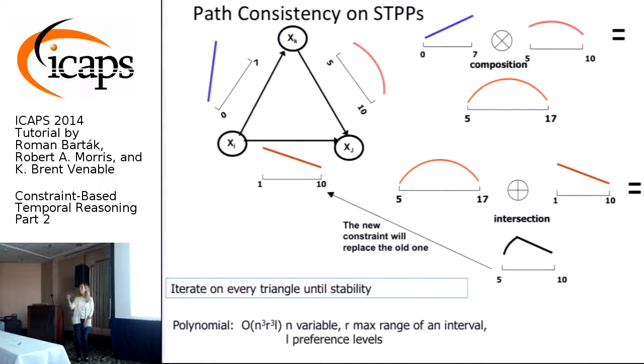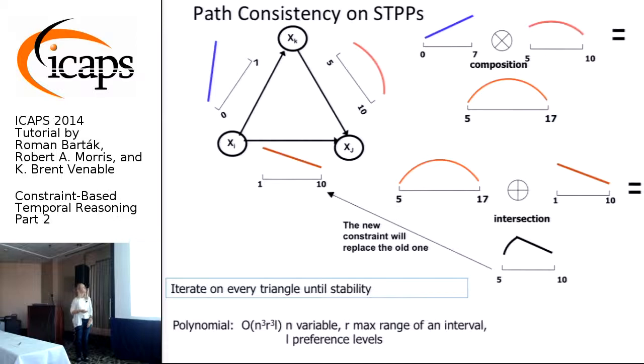So if you do this until quiescence, until everything is stable and nothing changes anymore, in the worst case you'll be doing n cube, where n is the number of variables. Now, to do this decomposition and to compute the preference for each point, what are we doing? We're discretizing. So on these kinds of algorithms, the maximum granularity within an interval matters, okay? And it matters to the cube. And then, again, in the worst case, every time you're going to lower a preference by one level, so you're going to go down L preference levels.